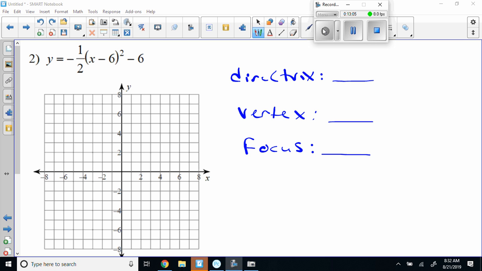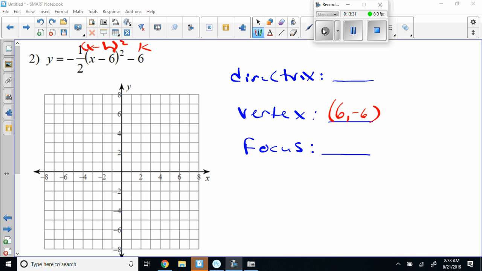Okay? So the vertex is 6, comma, negative 6. Remember, this is the H, and this is the K. And the K doesn't change signs, but the H does because it's inside with a minus, right? Well, when I say it's inside with a minus, this is what I'm talking about, right? X minus H squared, right? So it changes it.